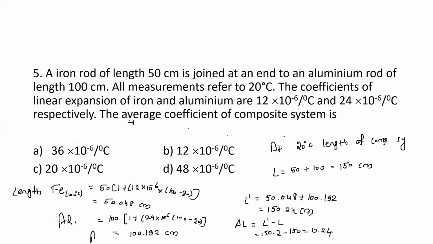I hope this step is clear to everyone. At 20 degrees Celsius, we have calculated the total length. Then next we need to calculate the total length when both the rods are heated to 100 degrees Celsius. So what we did here, we have calculated the length. Now the change in length is 0.24. So for this change in length, we need to calculate the value of alpha. So this I'll erase, then I'll go for alpha calculation formula.